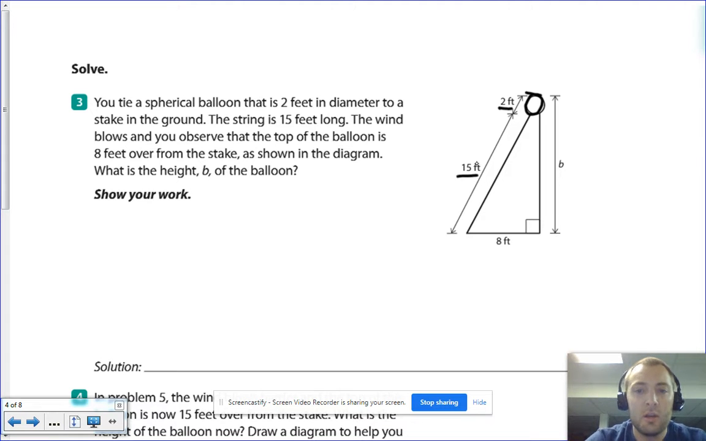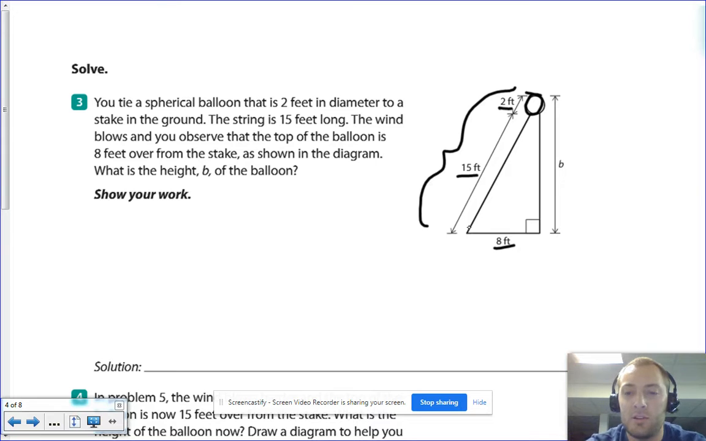That's shown right here. The wind blows, and you observe that the top of the balloon is 8 feet away from the stake. So that's right here. So originally, if it was right above the stake, it's 8 feet away from that, as shown in the diagram. What is the height? The height is not going to be 15 feet, or if you count the two more, 17 feet anymore. The height actually changes if it goes to the side, because the string doesn't get any longer. So we have to figure out that whole side length, because this makes a triangle.